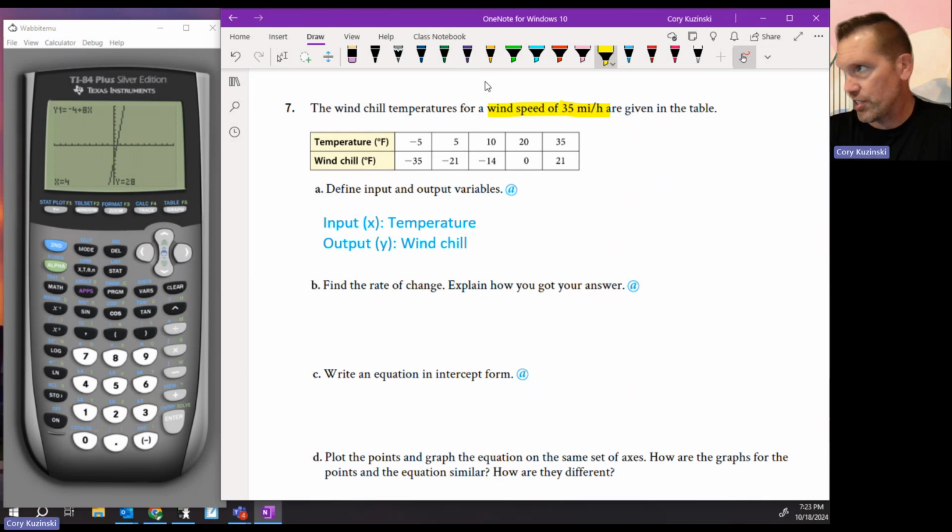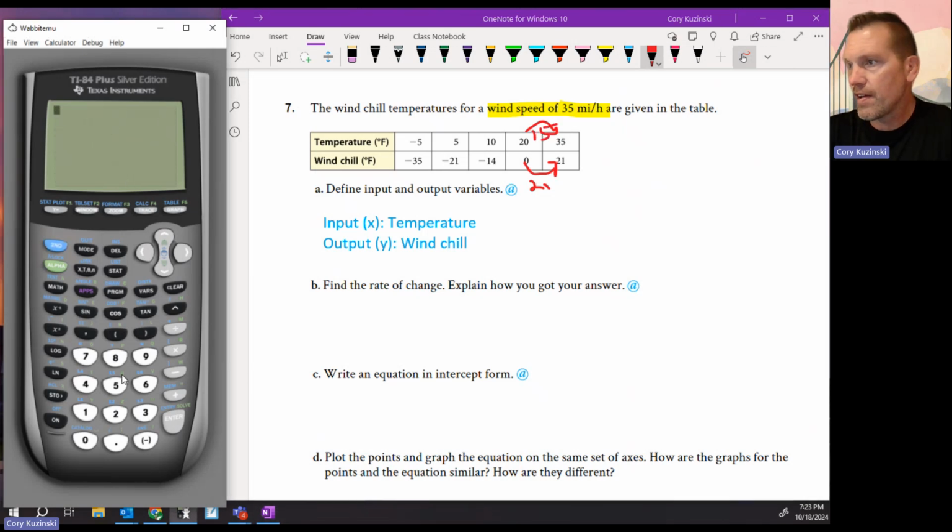Find the rate of change. All right, careful. This one's a little tougher. How about this? I see a change of 21 when this went up 15. Okay, so back to my home screen here. 21 divided by 15, excuse me. 21 divided by 15 is 1.4.